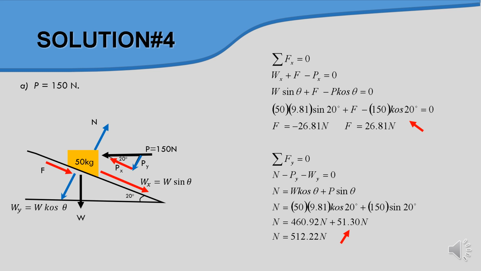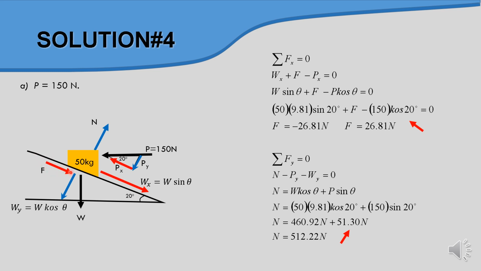Okay, so for the equilibrium condition, we can start to look at the Fx equal to 0, and then we will look at the Fy equal to 0. In this case, for Fx equal to 0, we have three red color arrows, so that means we have Wx, Px and F.